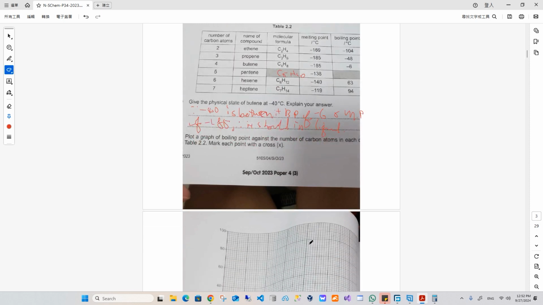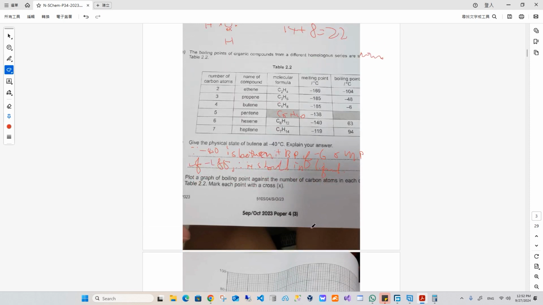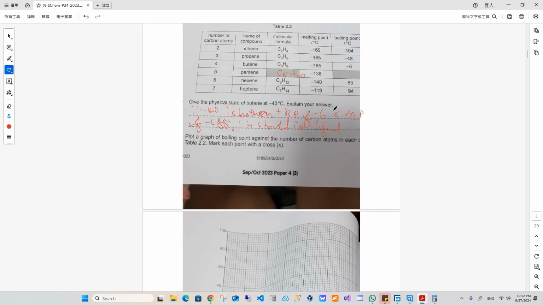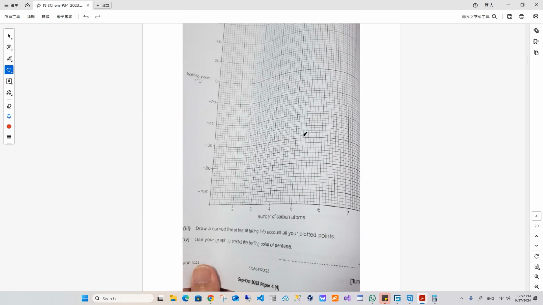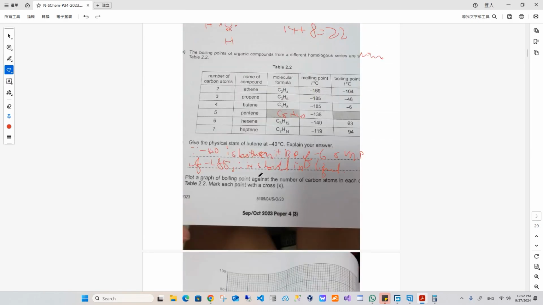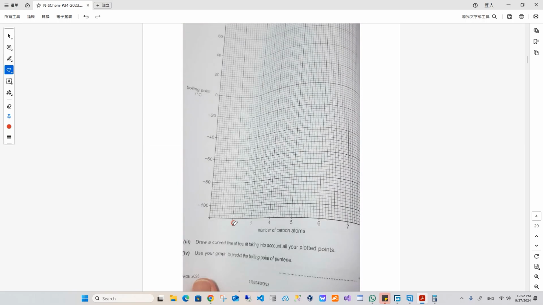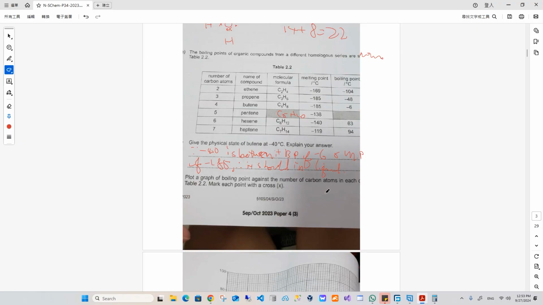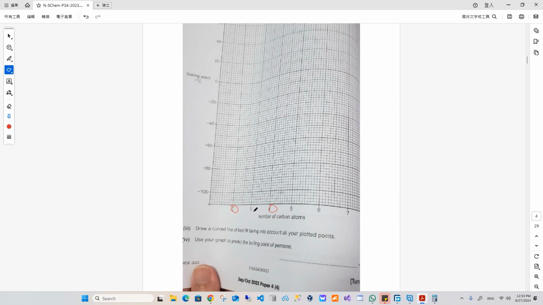Okay, plot a graph of boiling point against the number of carbon atoms in each table. Mark a cross on this one. Minus 16-something, and then -104. Number of carbon. Anyway, just the boiling point, okay. I care about this one. So I think this one is 2 carbons, so 2. So we have 2, 3, 4, 5, 6, 7.